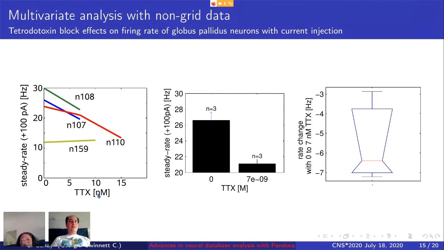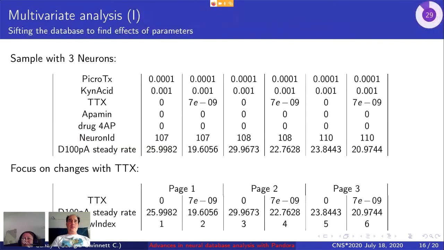Here are some graphs that are produced from this database analysis. This is some experimental data, actually. Tetrodotoxin was applied to a neuron, and then we were measuring the firing rates. This graph was produced completely in Pandora, and it was very easy to set up. This is a regular bar graph with the lines and n values. All of these are options in Pandora. And this is a box plot. Again, it's very easy to get a box plot out of a database.